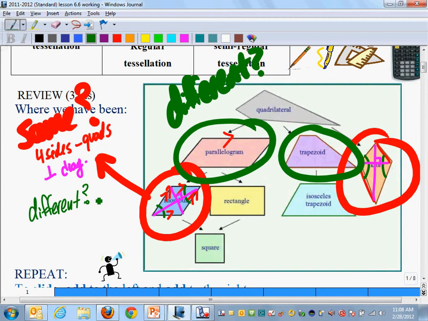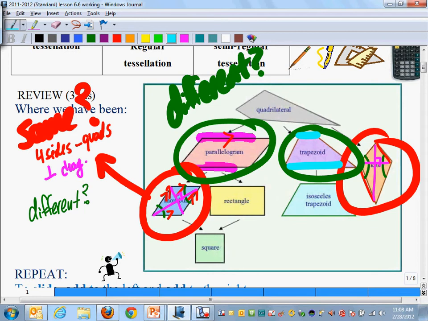Raise your hand. How is a parallelogram different than a trap, or a trap different than a parallelogram? There's several of them. Give me one. Yes. That's the main difference. A parallelogram has 2 sets of parallel sides, whereas a trapezoid only has 1 pair. Parallelogram has 2 pairs. That's one main difference.